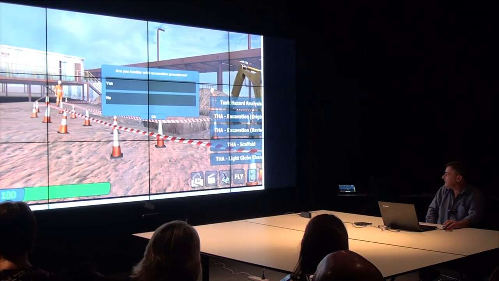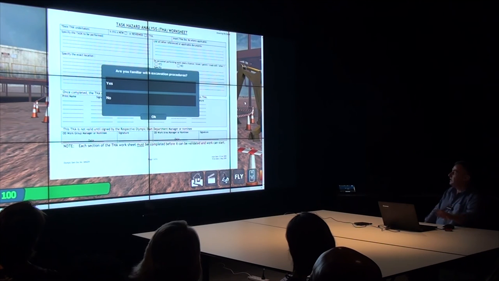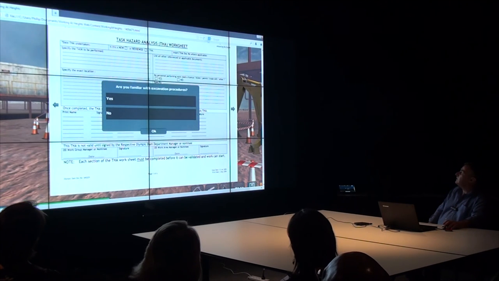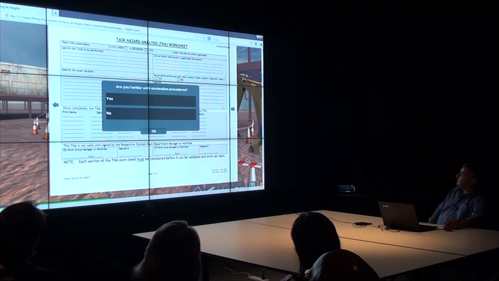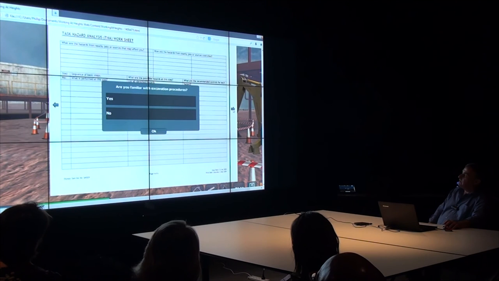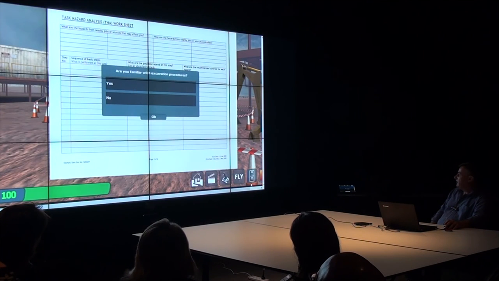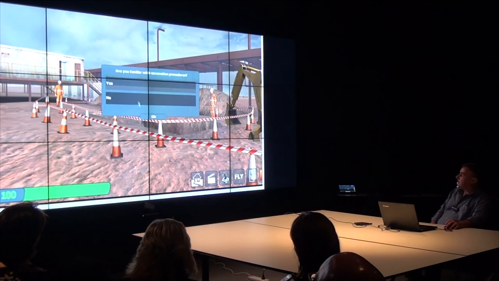So we need to look at the task hazard analysis. I've clicked the button too soon, sorry, so that dialogue's come up. But this is the sort of form and paperwork that they would have to fill in on site to do their job hazard analysis and risk assessment. It's quite a complex form, but they need to report that back. So let's just have a look. I'll say yes now.